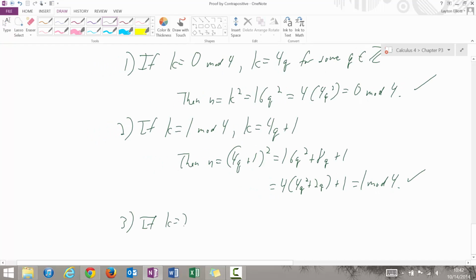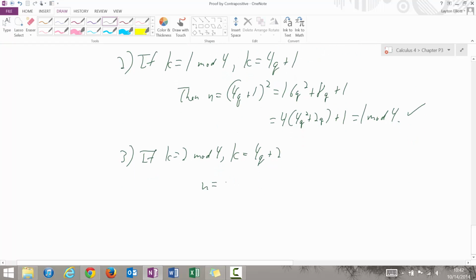If k is equal to 2 mod 4, then k is equal to 4q plus 2. And n is equal to 4q plus 2 squared, which kind of an easy way to do that without multiplying it all out is just to square the 2. Basically, you factor the 2 out of the 2q plus 1, sorry, plus 1, my bad. Squared, and then square the 2, so you get 4 times the quantity 2q plus 1 squared. So just 4 times something, which is 0 mod 4.